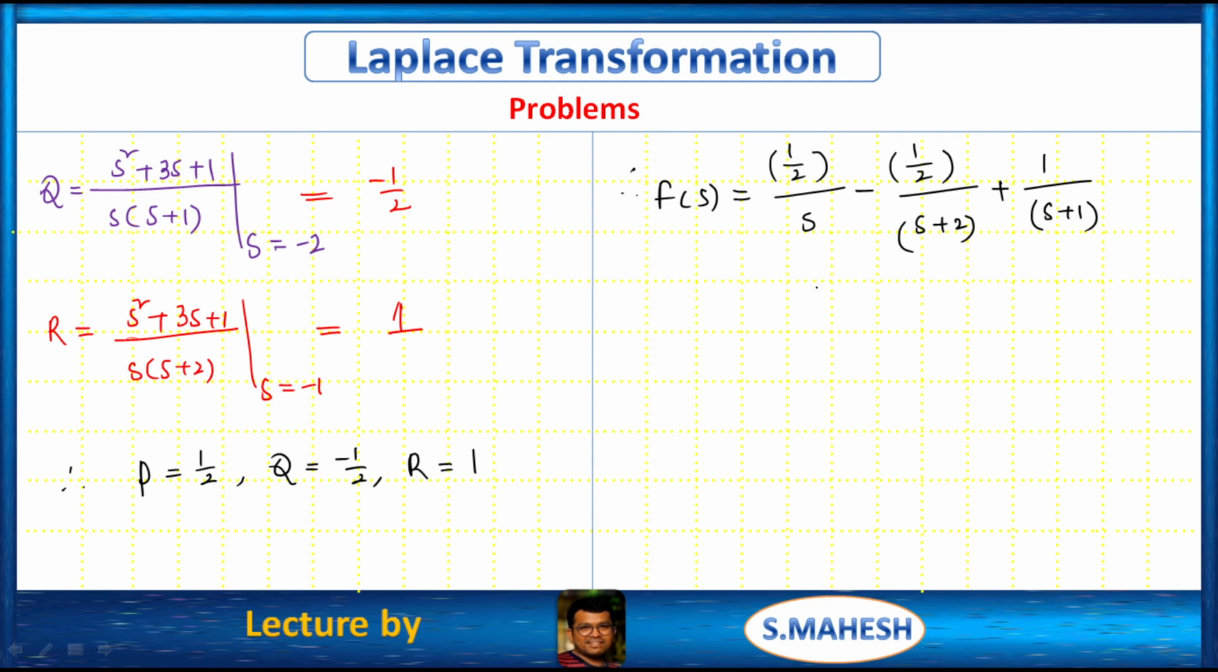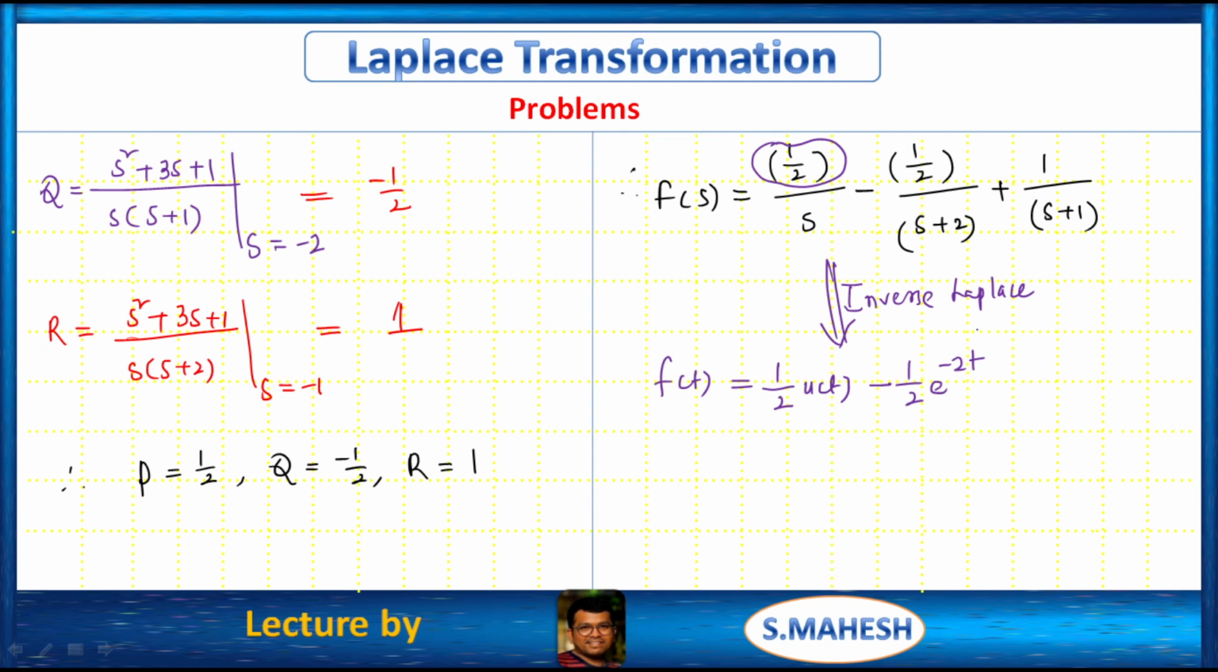For this, what is the inverse Laplace transformation? We can apply the inverse Laplace. Therefore, f of t: some constant by s is nothing but the unit step, right? Therefore, 1 by 2 u of t minus, this constant by 1 by s plus 2 is nothing but, that is 1 by 2 is constant, and 1 by s plus 2 is e power minus 2t, right?